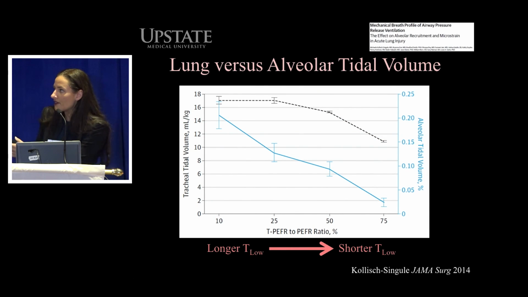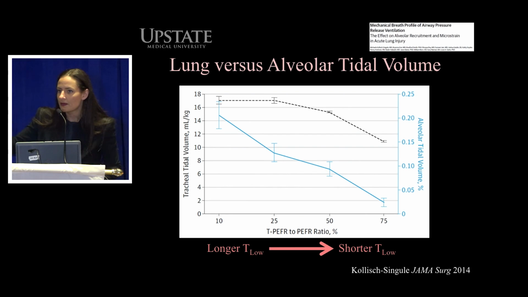So we have a similar graph to what we saw before, and again, we're looking at the tracheal, the whole lung tidal volume in black, and the alveolar tidal volume in blue. And this time what we're doing is we're changing the T-low. Here we have a longer T-low, or a lower end expiratory pressure. The termination of the peak expiratory flow rate is 10%, and we're shortening that T-low to get to what we would consider a slightly better, more optimal setting with a 75% ratio.